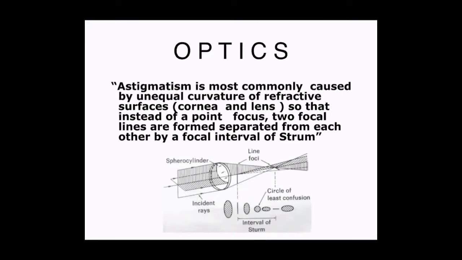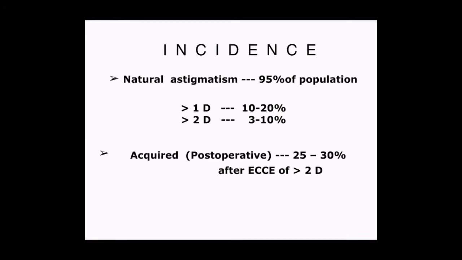So incidence is 95% of the population, 1 degree 10 to 20%, and more than 2 degrees 3 to 10%. Acquired is 25 to 30%. The incidence has decreased for acquired after the emergence of phacoemulsification and foldable lenses. So classification is regular, oblique, irregular.